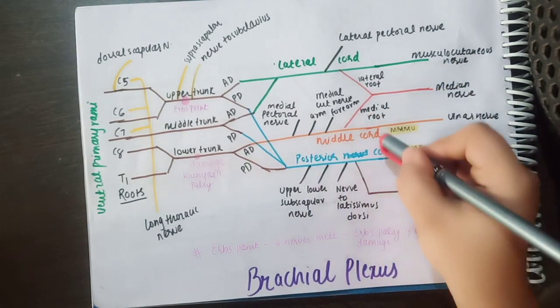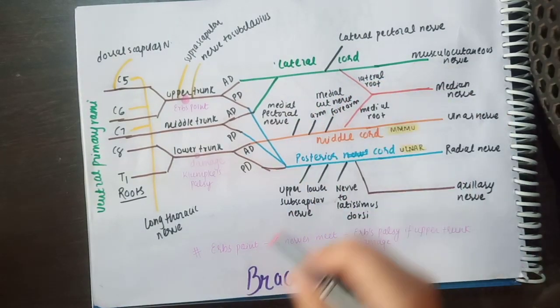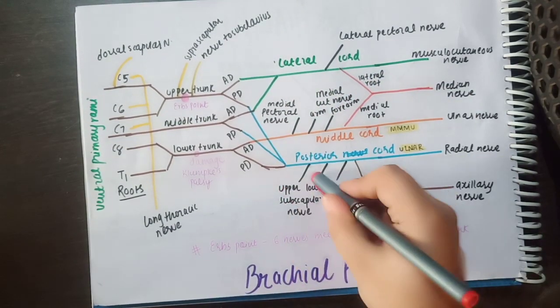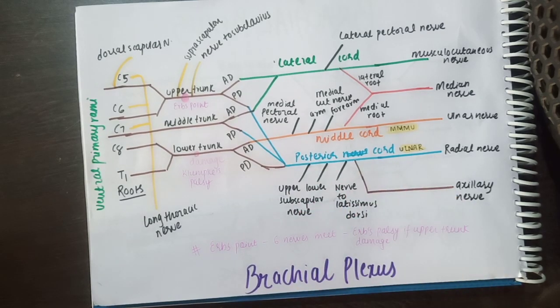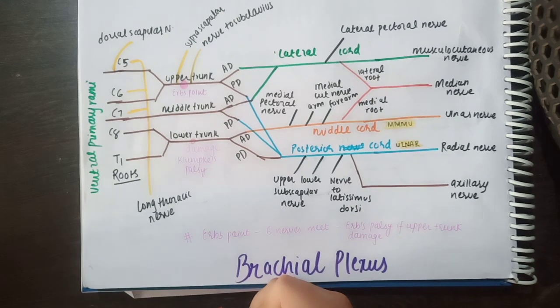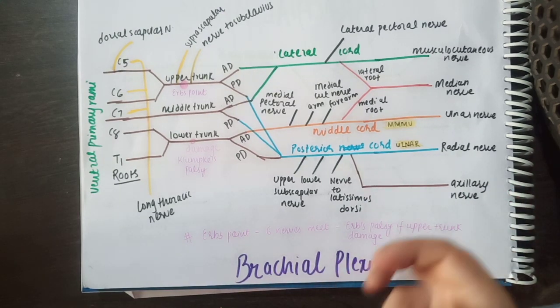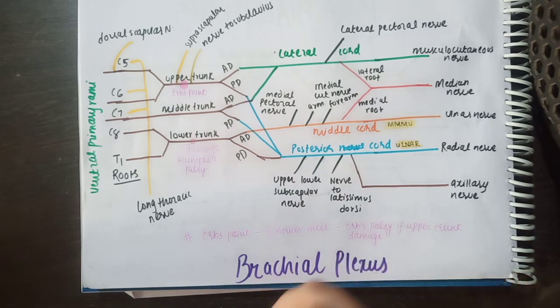So the 3 branches from the middle cord are medial pectoral nerve, medial cutaneous nerve of arm and forearm. The posterior cord, you have upper and lower subscapular nerve and nerve to latissimus dorsi. It is very easy. If you just rewind the video and see it again and again, if you repeat this 2 times, you will understand the whole concept.